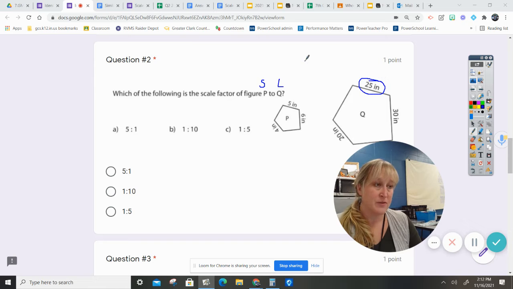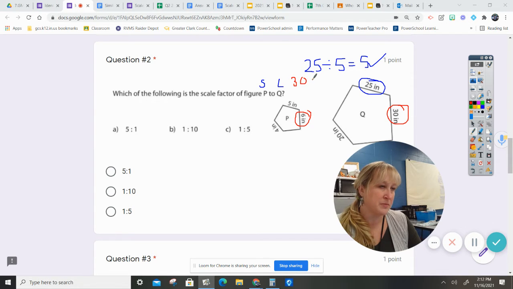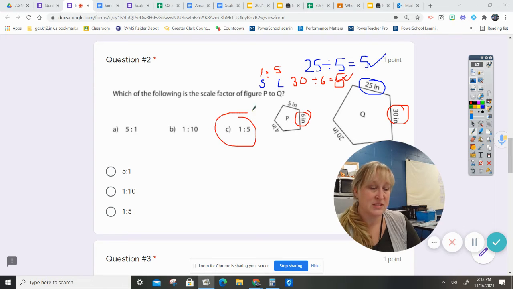So 25, the big number, divided by 5 equals 5. That works. Let's check the other one. Big number divided by smaller number: 30 divided by 6 is also 5. So therefore my answer has to be the small number 1 to the big number 5. So that answer is C. You'll click the correct button.